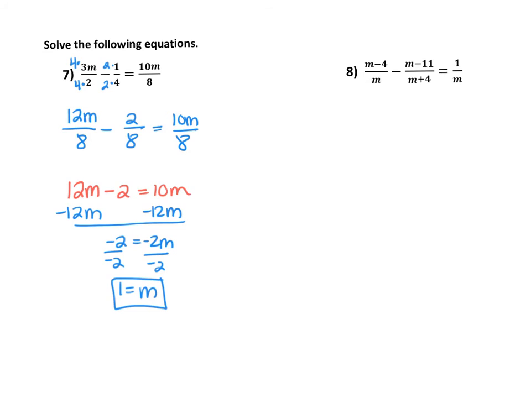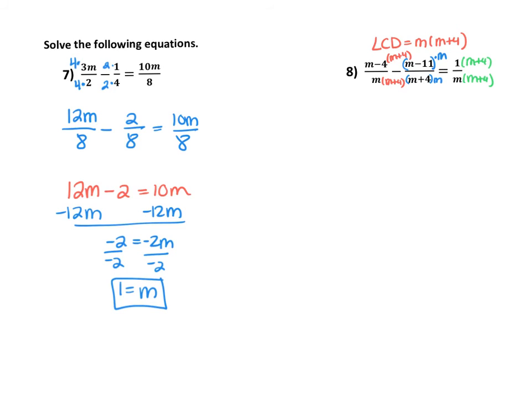In number 8, I also am going to focus on getting a common denominator. And in this case, my least common denominator is going to be m times m plus 4. So I'm just going to combine all my denominators. So to get that common denominator in the first fraction, I'm going to multiply the top and the bottom by m plus 4. To get the common denominator for the middle, I'm going to multiply the top and the bottom by m. And the last one, to get the common denominator, I'm going to multiply the top and the bottom by m plus 4.